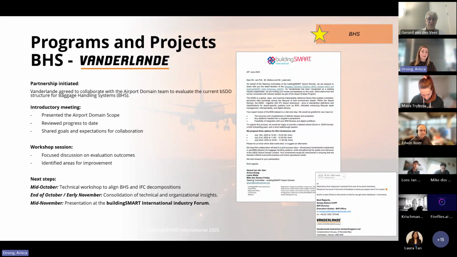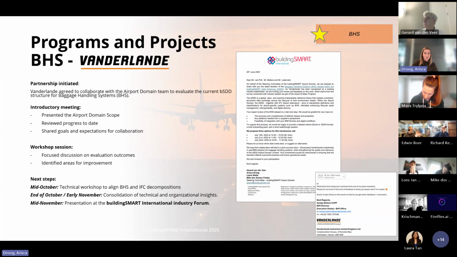We had the workshop session where we focused on the outcomes and how they are experiencing the current publication in the buildingSMART data dictionary, and we concluded that we needed a few more sessions to really align the needs from Vanderlande with the current IFC decomposition. So we have a session on Monday, this Monday coming up next week, to have a technical workshop with a very small delegation to align the BHS with the IFC decomposition.